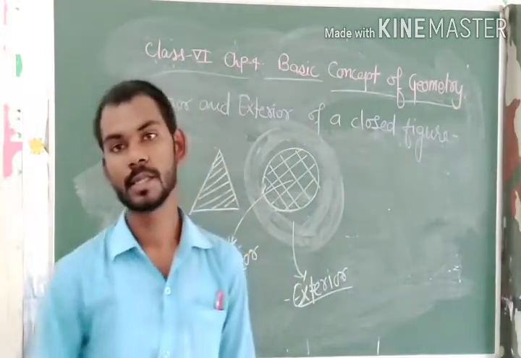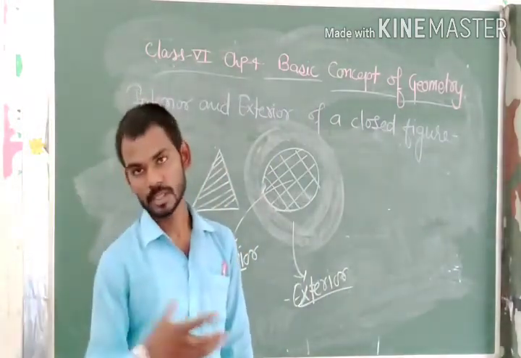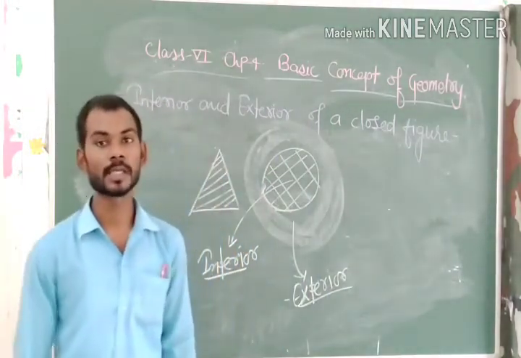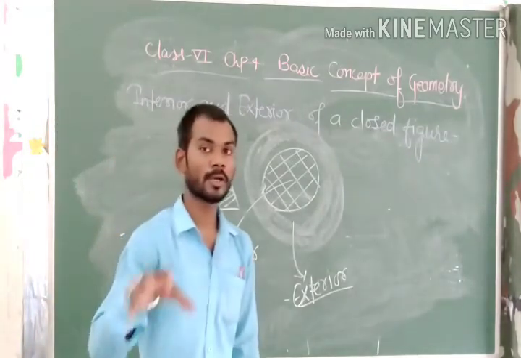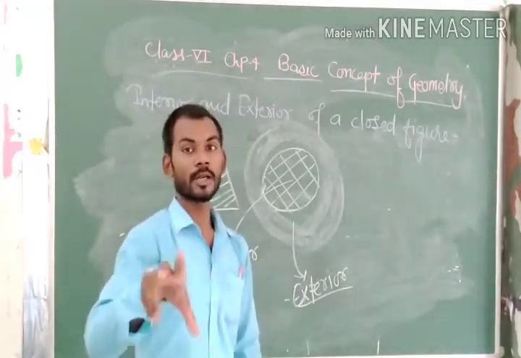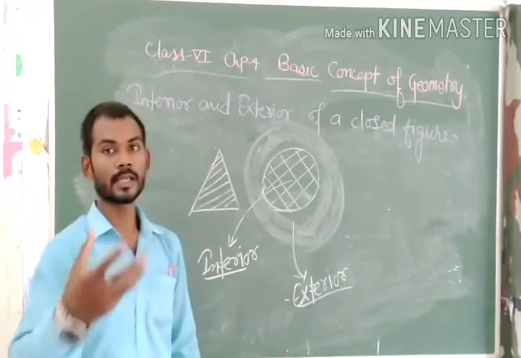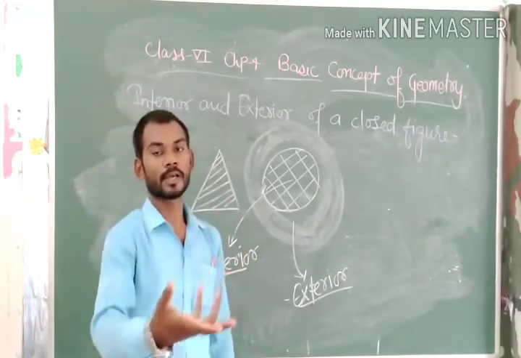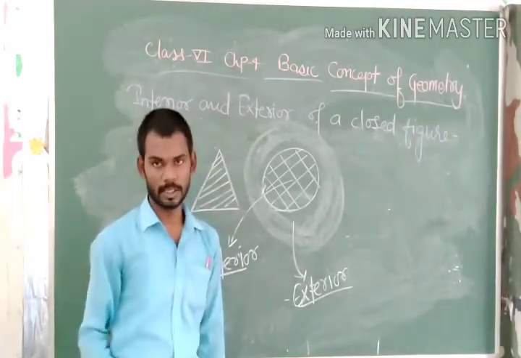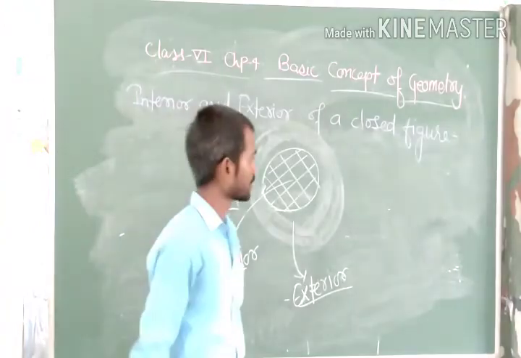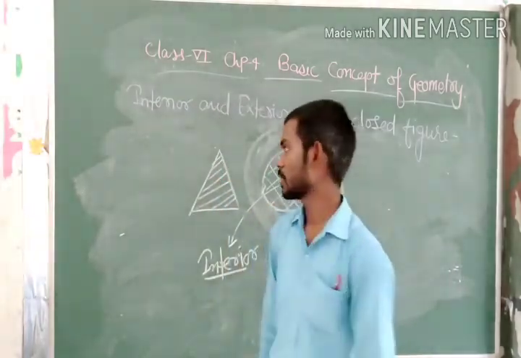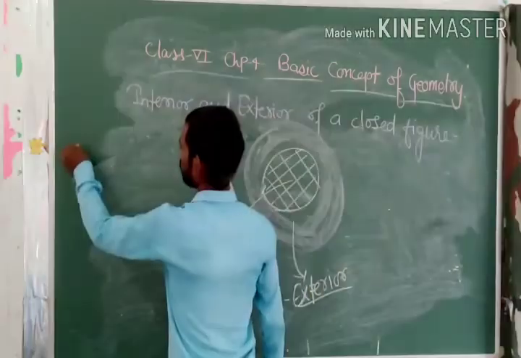What do you mean by the interior of a closed figure? The interior of a closed figure is the region inside the figure, and the region outside the figure is called the exterior. Now let's see the next topic, that is collinear points.